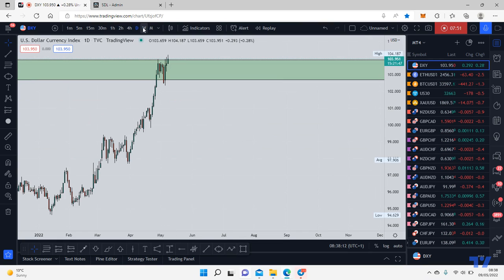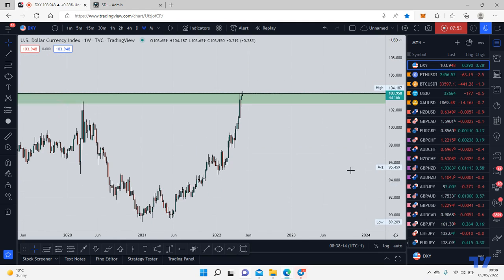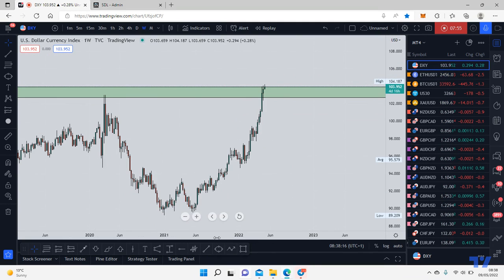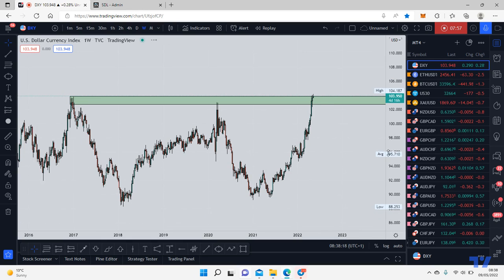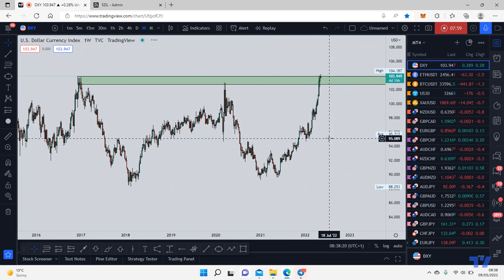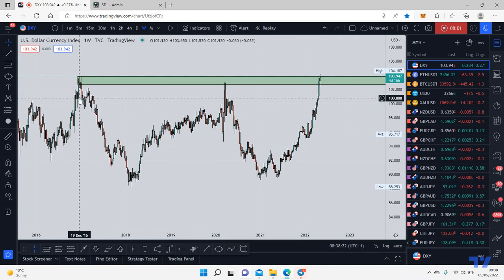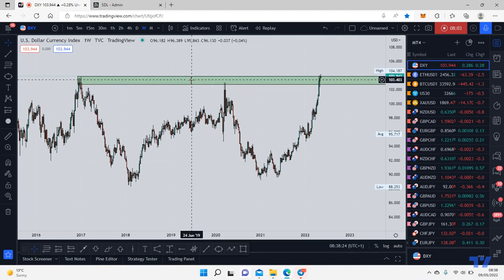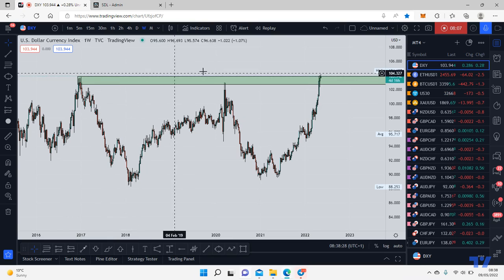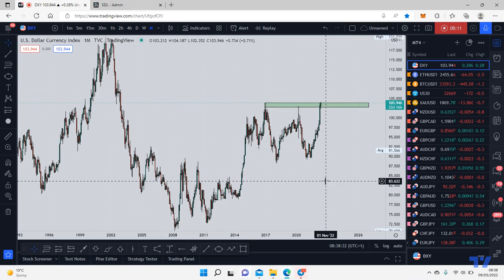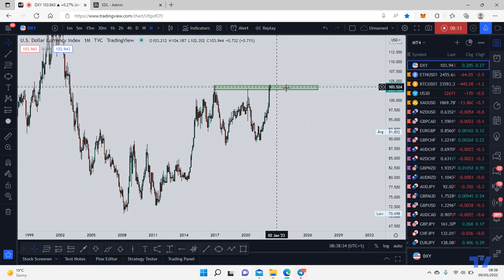If we go and take a look at the Dixie, the USD index, we know the opposite correlation between the cryptocurrency market and the US dollar. And here on the US dollar, we are testing multi-year supply, which is an extremely strong level. So from January 2017, this is an extremely strong level of supply, an extremely significant price on the Dixie.